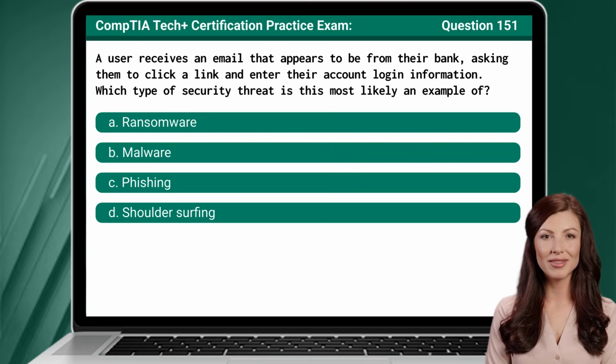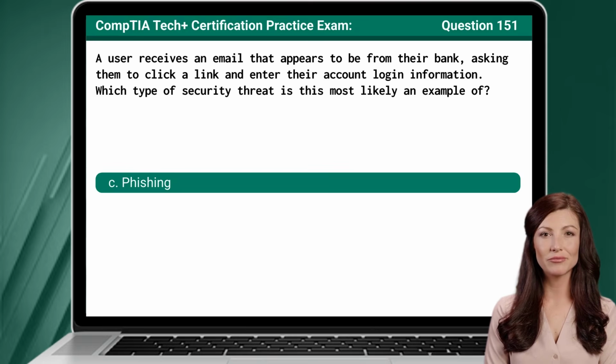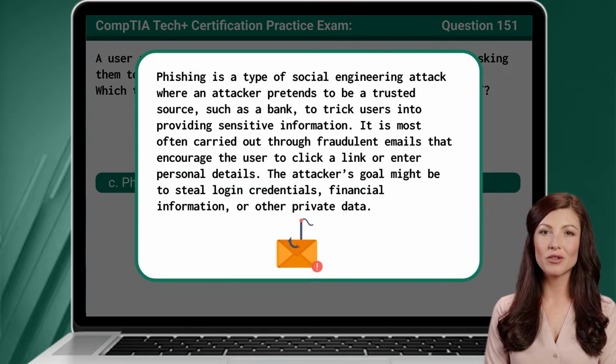The answer is C. Phishing. Phishing is a type of social engineering attack where an attacker pretends to be a trusted source, such as a bank, to trick users into providing sensitive information. It is most often carried out through fraudulent emails that encourage the user to click a link or enter personal details. The attacker's goal might be to steal login credentials, financial information, or other private data.